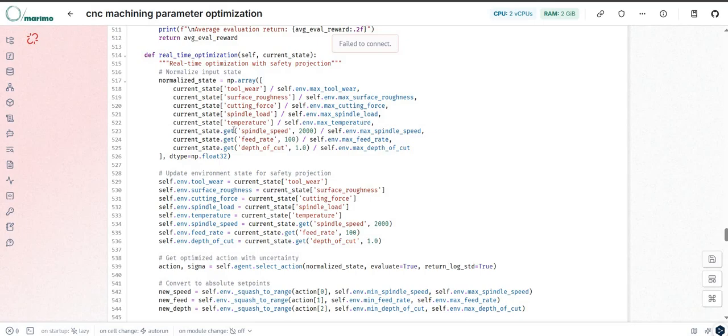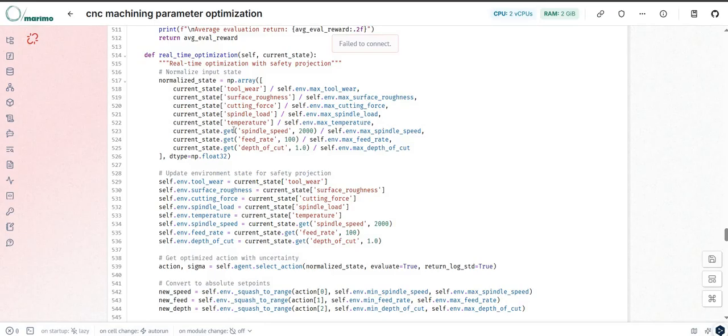This is where the agent can be applied to live machining conditions. First, the current state values such as tool wear, surface roughness, force, load, and temperature are normalized using their maximum limits. Then these values are updated into the environment so the projection layer can apply safety checks. The agent then selects an action and we convert that normalized action back into absolute values for spindle speed, feed rate, and depth of cut.